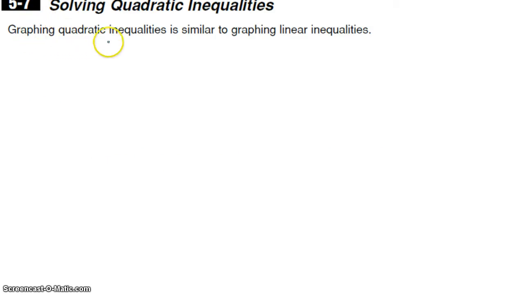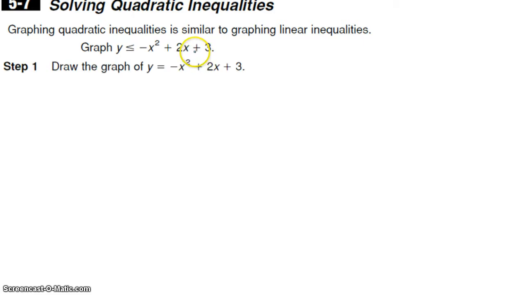Alright, graphing your quadratic inequality is very similar to graphing our linear inequalities. It's just that now we're going to have our quadratic, so our shape is going to be our parabola. So we're going to take y less than or equal to negative x squared plus 2x plus 3, and we are going to graph it. So the first thing we're going to do is take out the inequality sign and put in an equals.